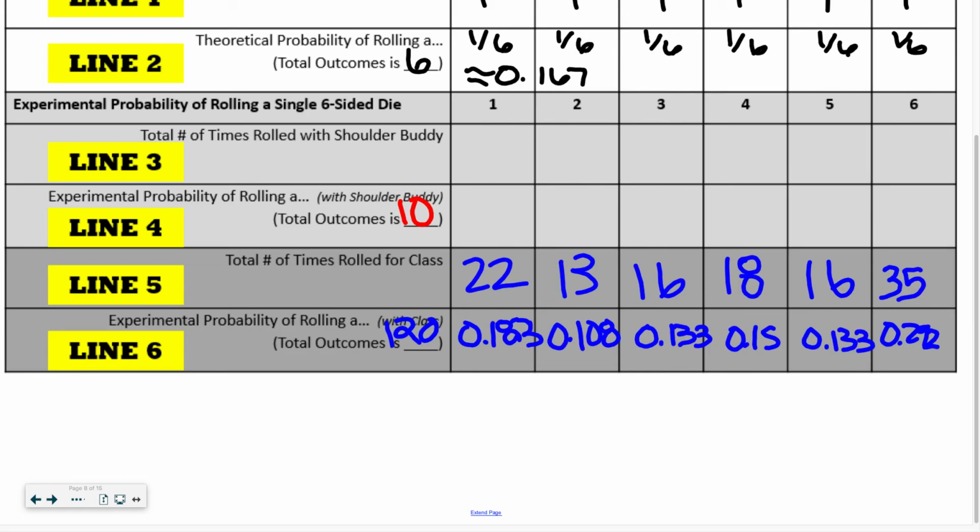And basically, it's asking that question that we just talked about. What do you expect to happen generally as you increase the number of trials? What happens to your experimental probability? It gets closer to the theoretical probability, right? There's the link. If you increase your number of trials, your experimental probability should get closer and closer to your theoretical probability.